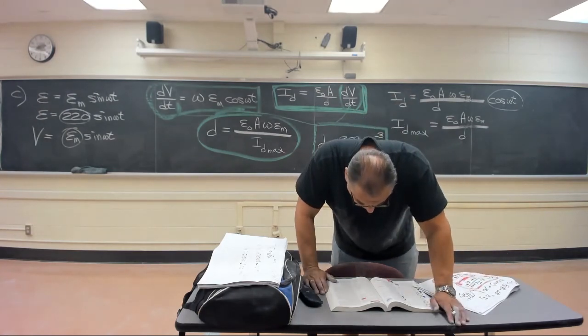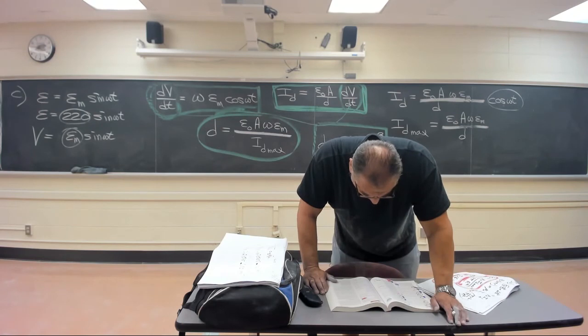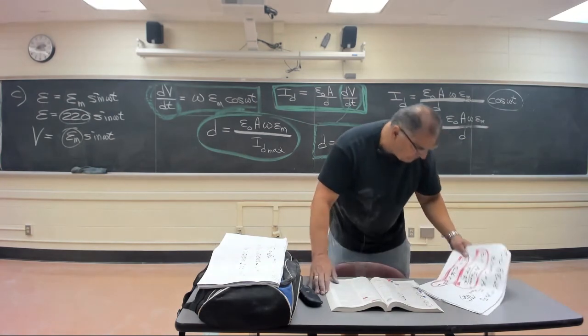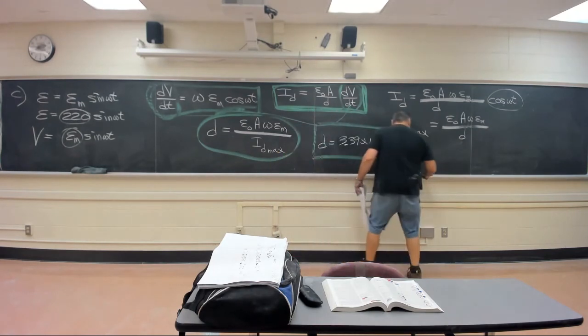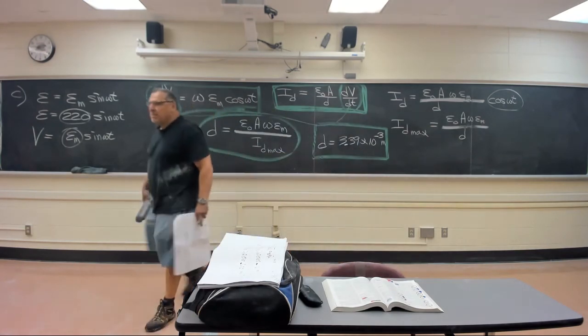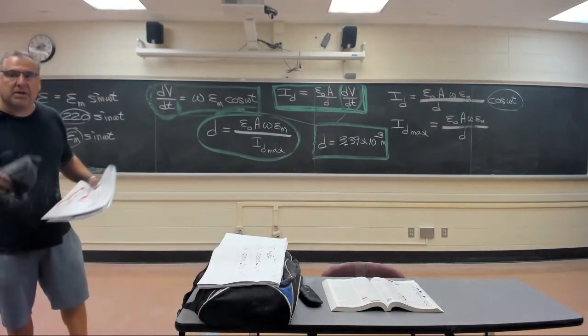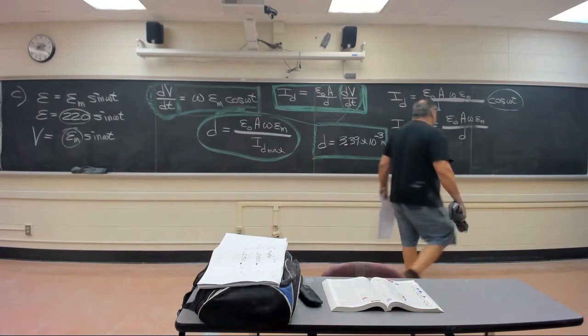D. Find the maximum value of the magnitude of the B vector between the plates at a distance r equals 11.0 centimeters from the center. Remember, capital R is the radius of each plate, which is 18 centimeters. Small r is 11 centimeters. How do you find it? Well, the displacement current gets smaller if there's less area involved. The displacement current is at its max when the area through which the flux is changing is at its max.